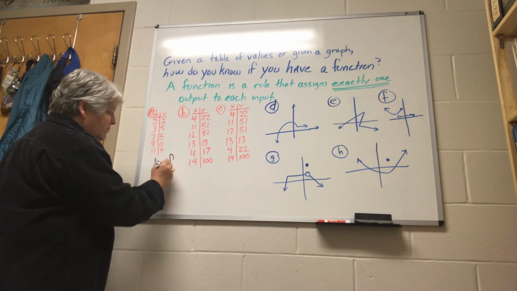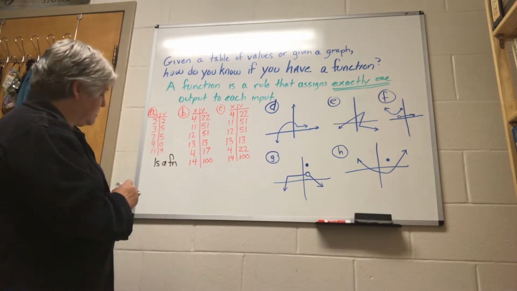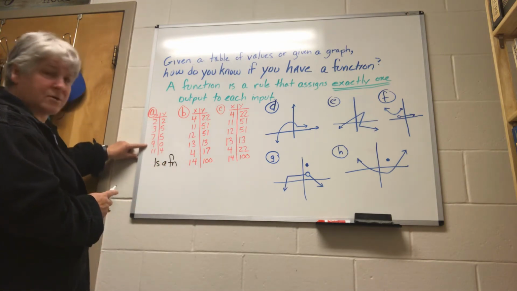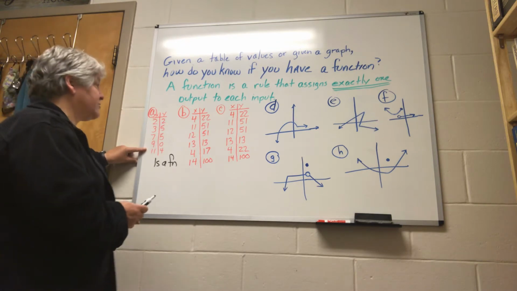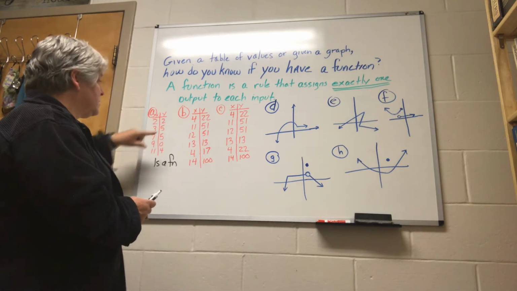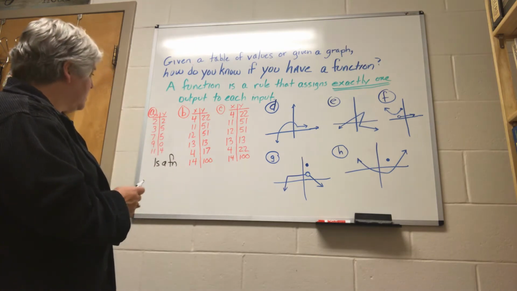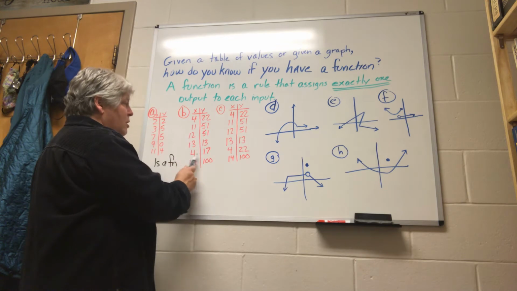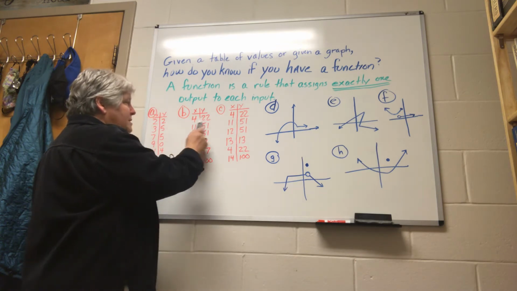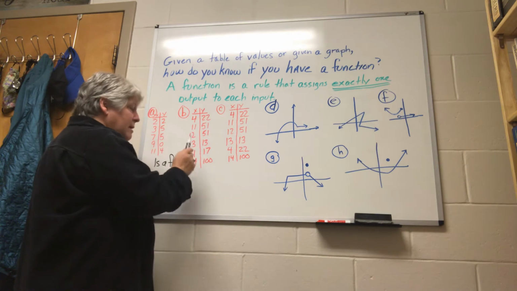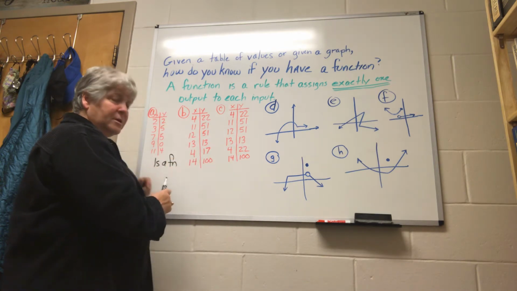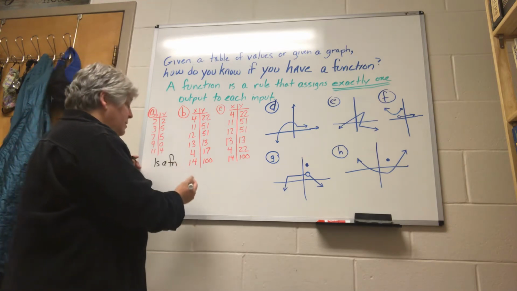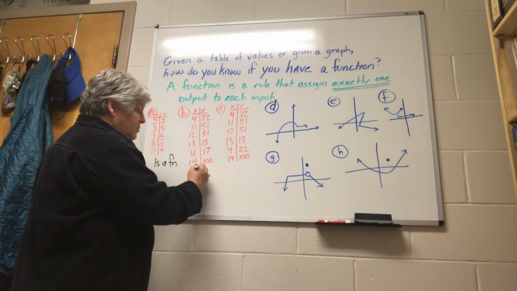My abbreviation for function is Fn. So it is a function. Basically, anytime all the x's are unique, it's going to be a function. Looking over here, I'm noticing that I have the number 4 occurring more than once. One time the 4 is paired with 22, and one time the 4 is paired with a different number, 17. That is a problem. So this one here is not a function.